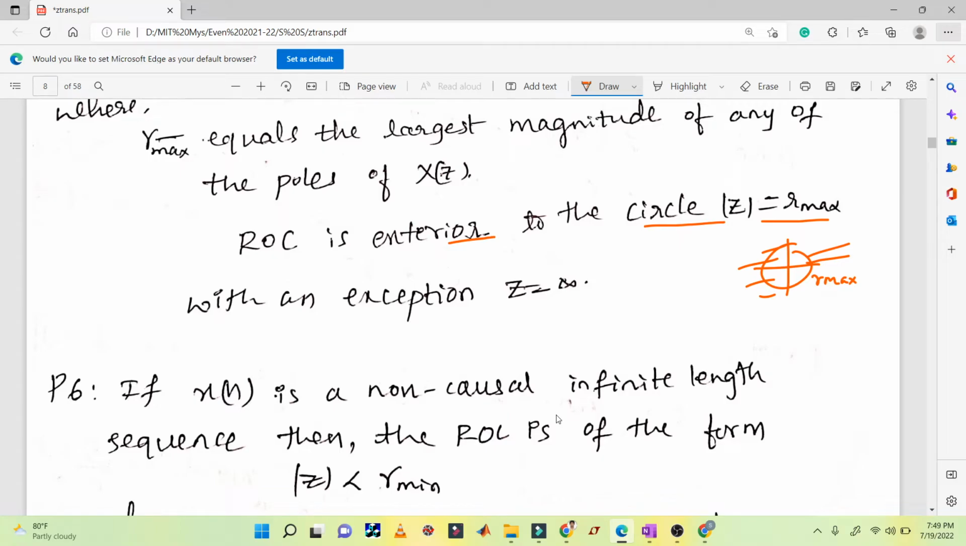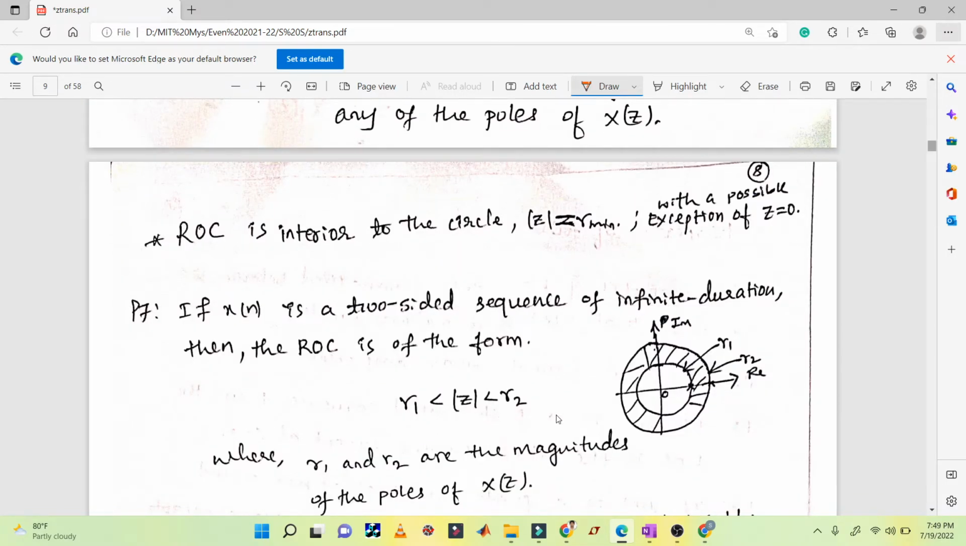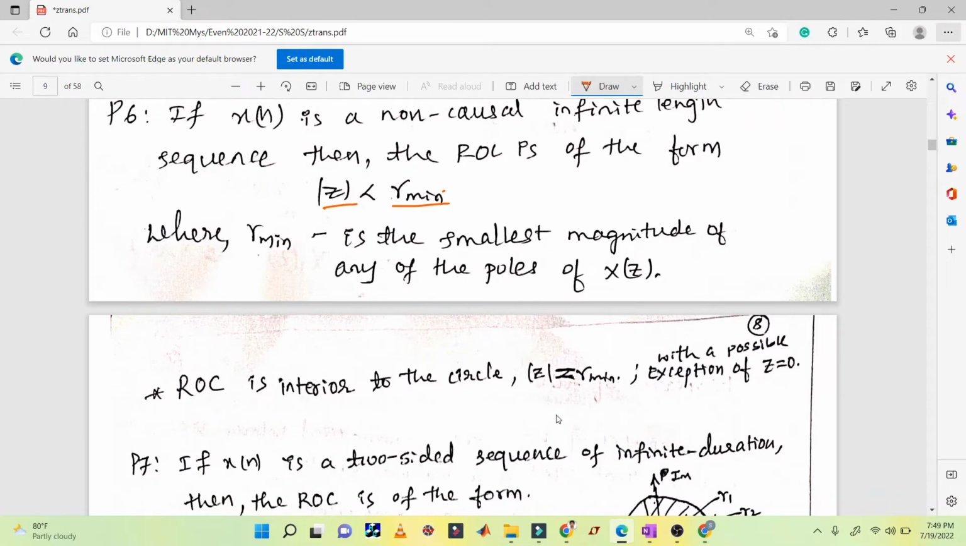Next is the non-causal infinite length sequence. That is our u of minus n minus 1. Just now we have discussed, right? For that, magnitude of z will be lesser than r minimum. So it is the smallest value of pole we are going to consider. Okay, this also we have done already. Then ROC is interior to the circle. Already we have seen that for a left-sided sequence, ROC is inside this circle.